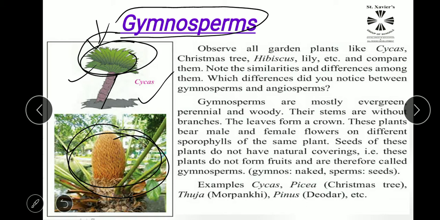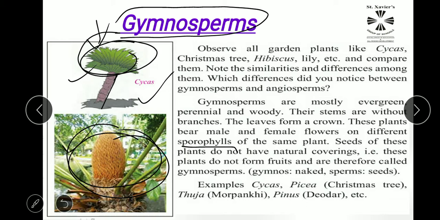The leaves form a crown. These plants bear male and female flowers on different sporophylls of the same plant. Students, in one plant only, they have both male and female, but they are on different sporophylls. Sporophylls means a structure for the spores. So male and female sporophylls are different, but they are on the same plant.